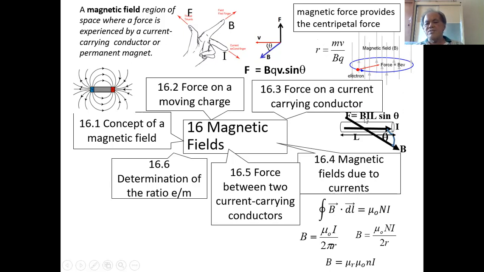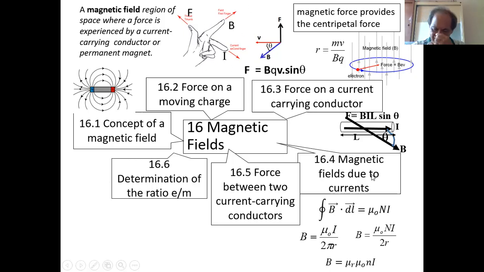Then after that, we look at force on current carrying conductor, right? Where we got this formula. There's a conductor carrying current I, and the field is at an angle to the conductor. So the force is BIL. We can use the same Fleming's left-hand rule, get the direction of the force.